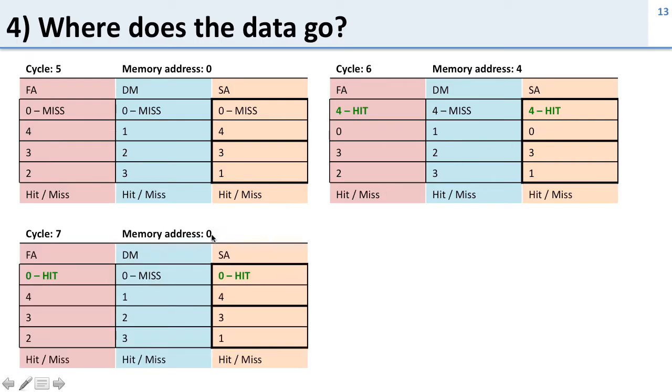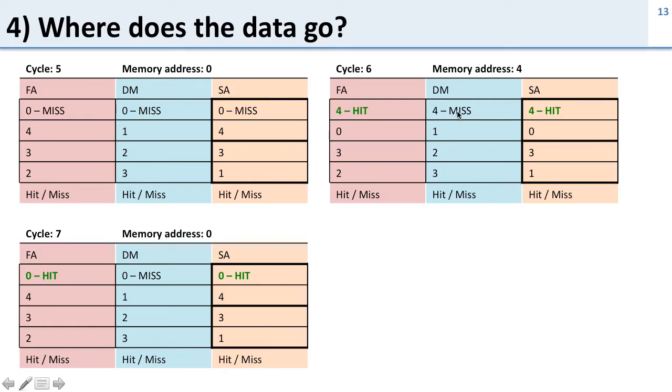Now we go and access memory address 0 again. Now we're going to hit in the fully associative because 0 is there. We're going to hit in the set associative because 0 is there. But we're going to miss again in the direct map one because the direct map one just kicked out 0 to put in 4 after having just kicked out 4 to put in 0.